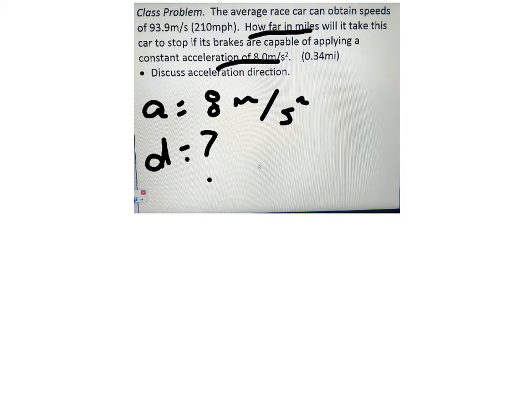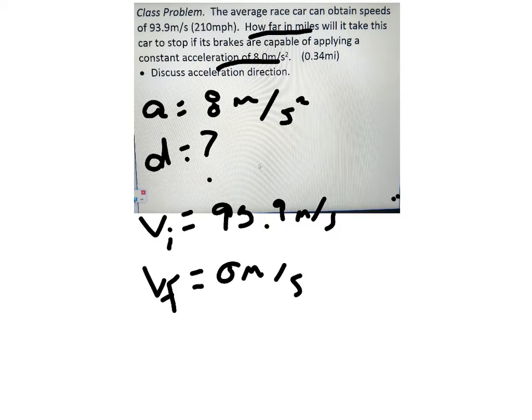Now the 93.9, we definitely know that as a velocity because of the meters per second. The question is, is it initial or final? And that you get from the problem. We're going 93.9 meters per second because it wants to know how far we're going to go when we stop. So our initial is 93.9 and our final is 0 meters per second. Now, before we go on from the variables, check the units. Meters, meters, meters, seconds, seconds, seconds. We do not have to convert anything. Everything's the same. Units are good to go.